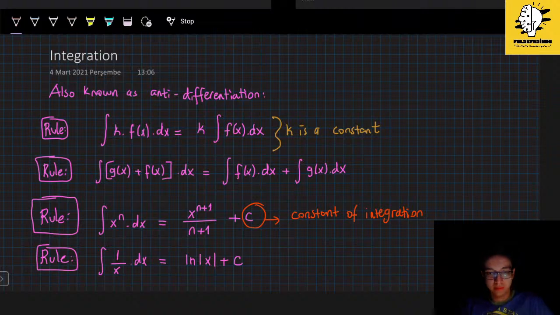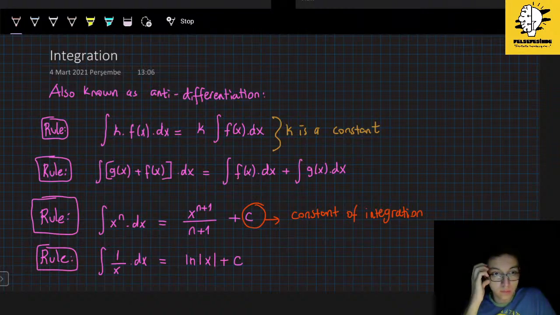Let's take a look at the general rule of integration. We have the integral of x to the power of n times dx, and you should add dx because you are integrating with respect to x, not with respect to n. n is our constant here. It is equal to x to the power of n plus 1 over n plus 1, plus c. Plus c is the constant of integration. We will be talking about that.